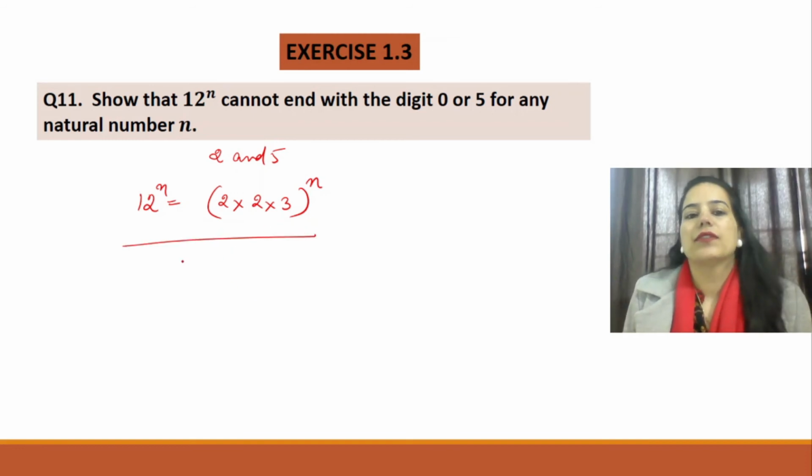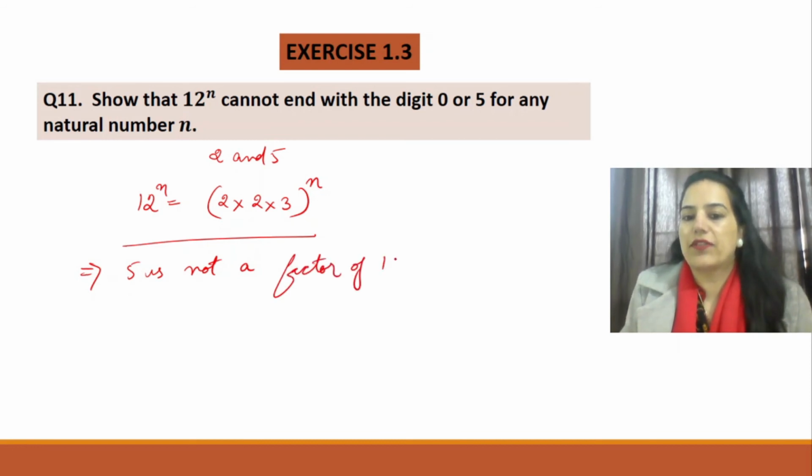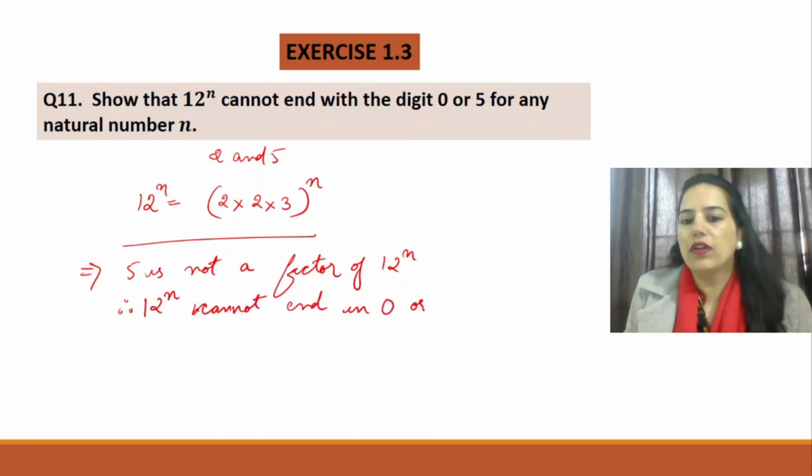That is why 12 raised to power n will never end with 0 or 5. You can write that 5 is not a factor of 12 raised to power n. Therefore, 12 raised to the power n cannot end in 0 or 5.